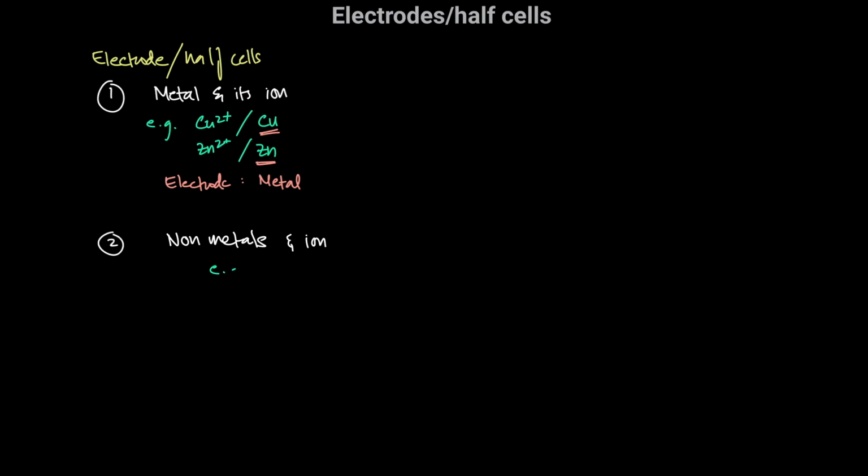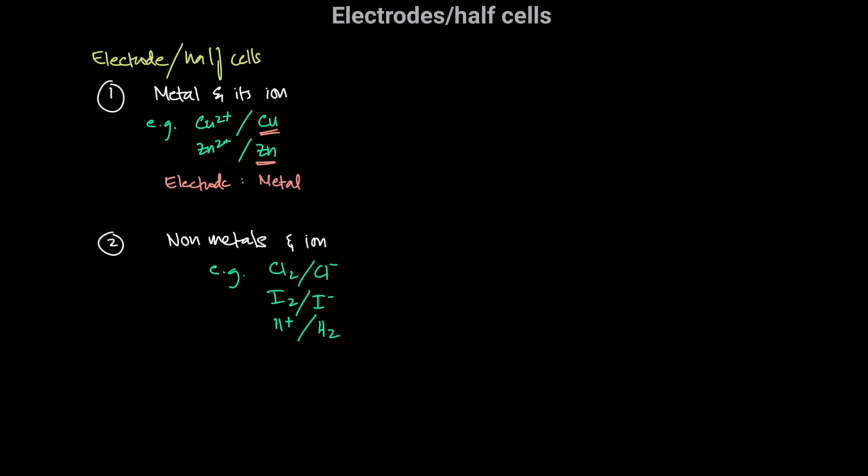So examples of this type of half cells are, let's say, a chlorine and chloride half cell, or maybe an iodine and iodide half cell, and so on. We've looked at the standard hydrogen electrode, where we had hydrogen, H plus and H2. Here we have non-metals in equilibrium with their ions.